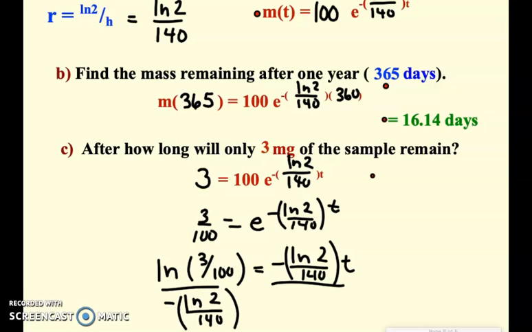Be careful, you have a lot of fractions here happening, so take a second and pause the video and make sure that you can take that into your calculator. Honestly, the hardest part right there for some people. And you should get 708.4 days.